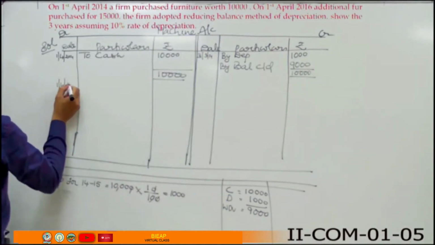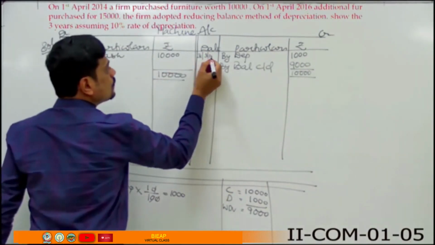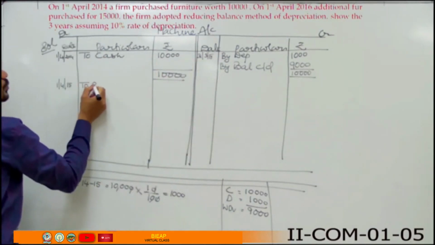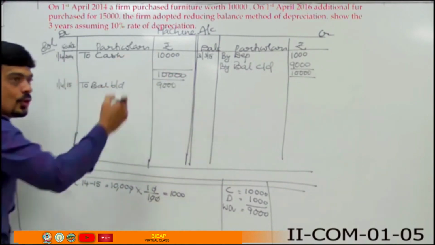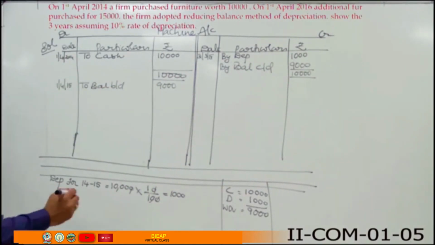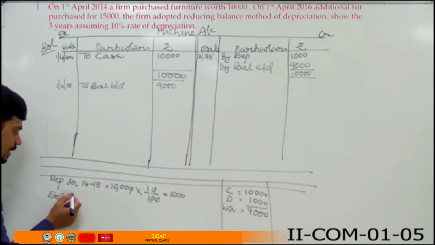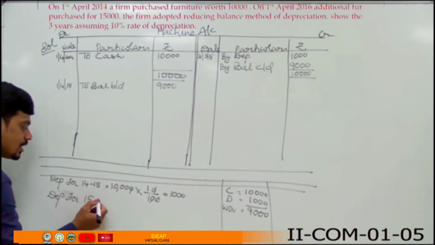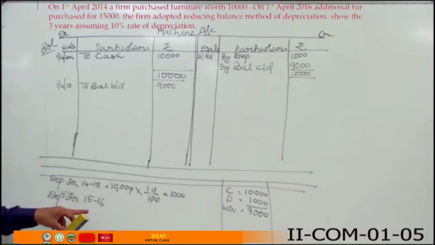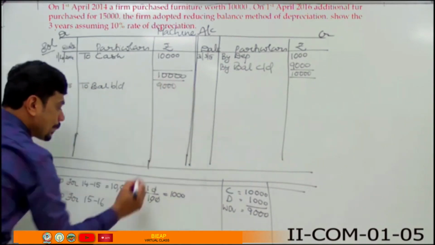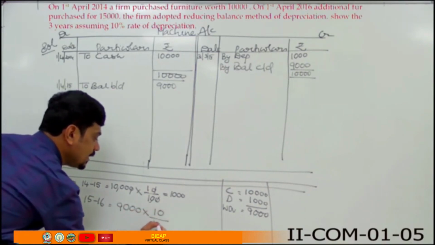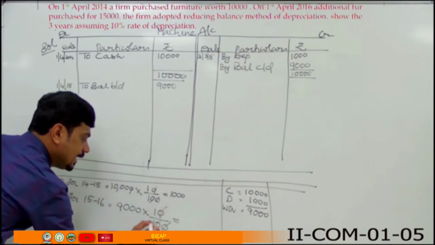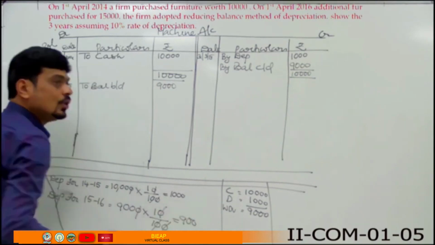1st April 2015, to balance brought down 9,000. Now focus on the subject. Since it is reducing balance method, again I'll calculate depreciation. Depreciation for 15 to 16, separate depreciation. What is the written down value? 9,000. So on this 9,000, I'll calculate 10%. If I calculate 10%, it comes to 900.